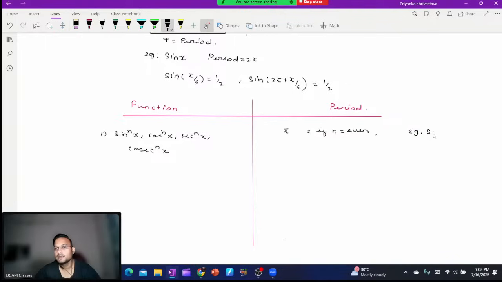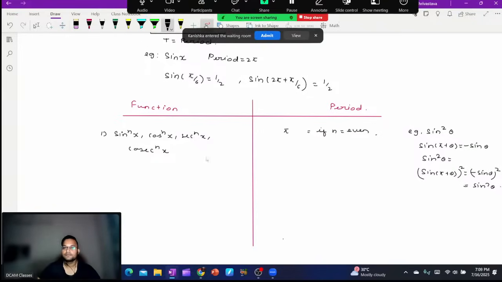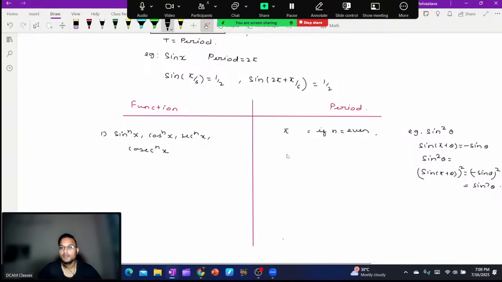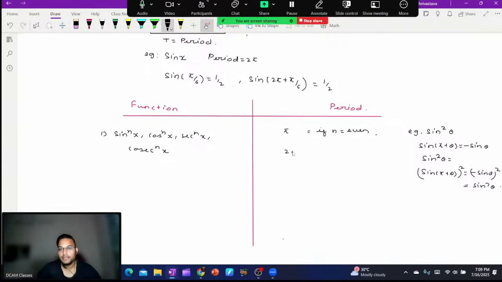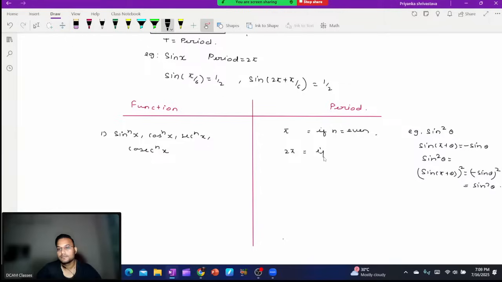Example, I will take sine square theta. If I take sine of pi plus theta, it will be minus sine theta. But we are taking sine square theta. So sine of pi plus theta whole square will be equal to minus sine theta whole square, which will be equal to sine square theta only. That's why. You're able to understand now. And the period will be 2 pi if n is odd or fraction.